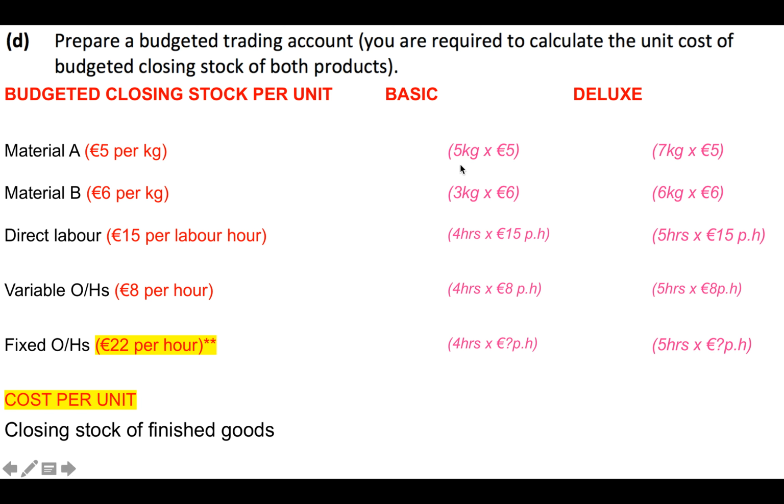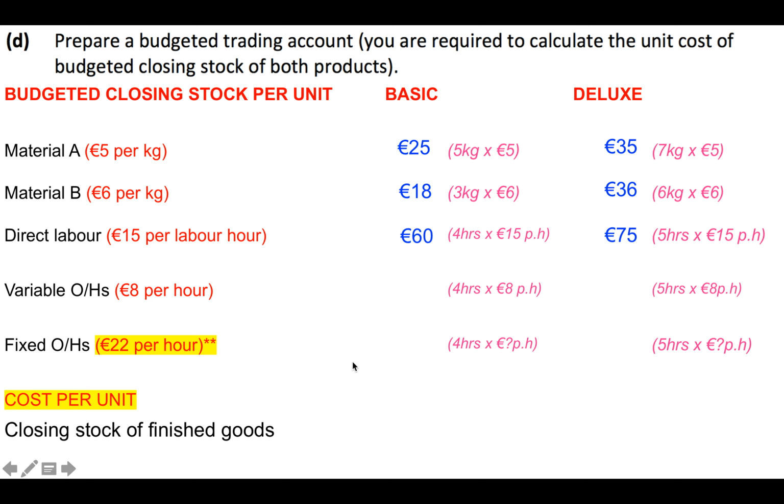Okay, so material A. We need for basic, we need 5 kgs by €5, that's €25. Deluxe, we need 7 kgs by €5, which is €35. Material B, for basic, we need 3 kgs and it's going to cost €6, so that's €18. And then deluxe 6 kgs by €6 is €36. So then direct labour, we have 4 hours by €15 per hour, that is €60. And then deluxe, we have 5 hours by €15 per hour, that's €75.